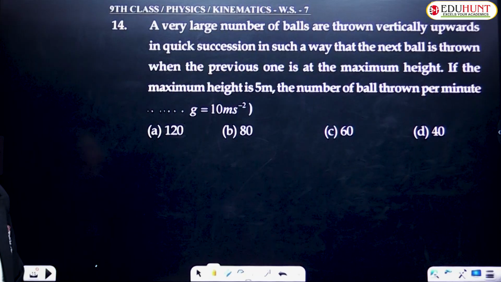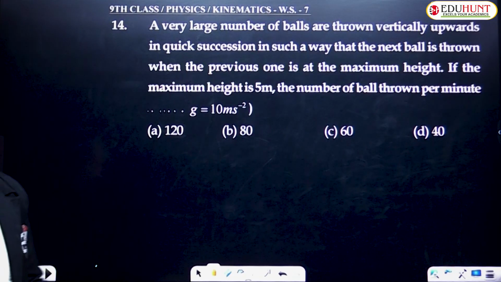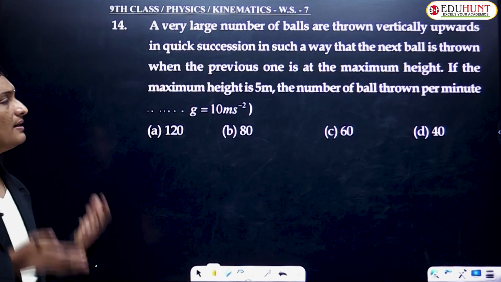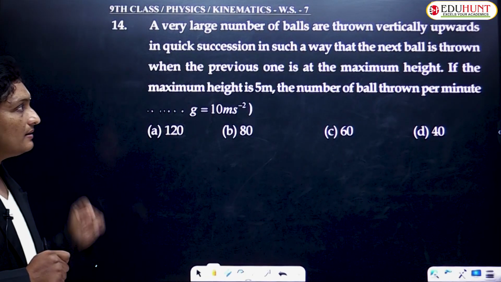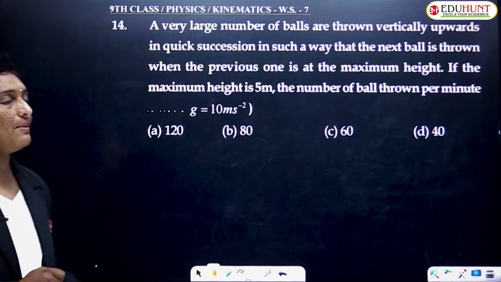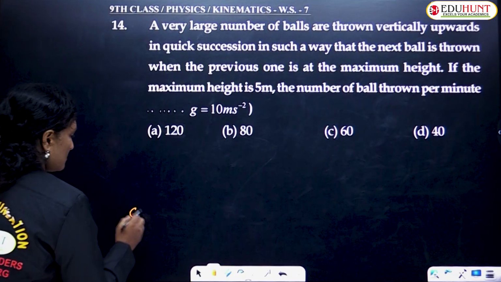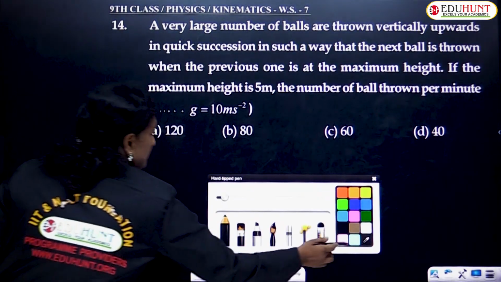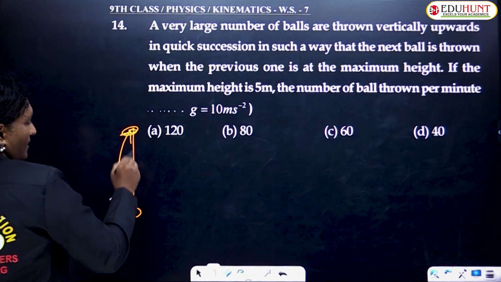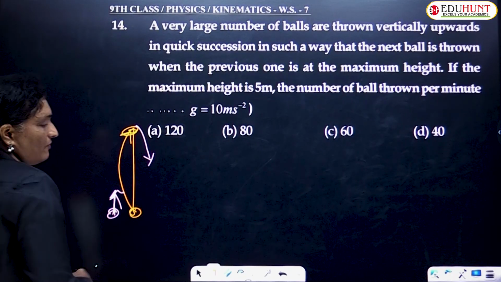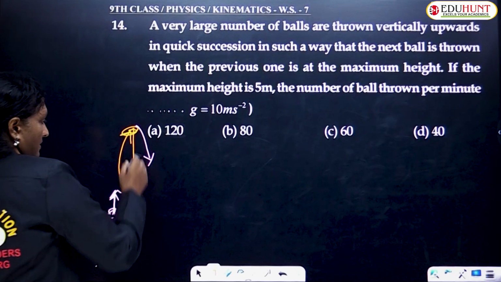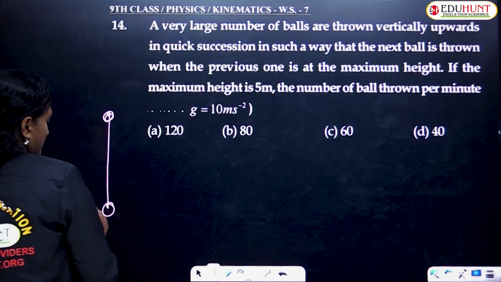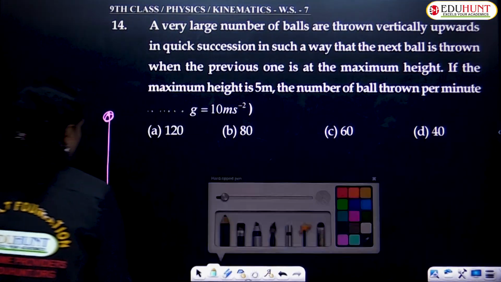A very large number of balls are thrown vertically upwards in quick succession, one after the other, such that the next ball is thrown when the previous one is at the maximum height. So when one ball reaches the maximum height, another ball is thrown. The moment a ball reaches maximum height, the second ball starts its journey.